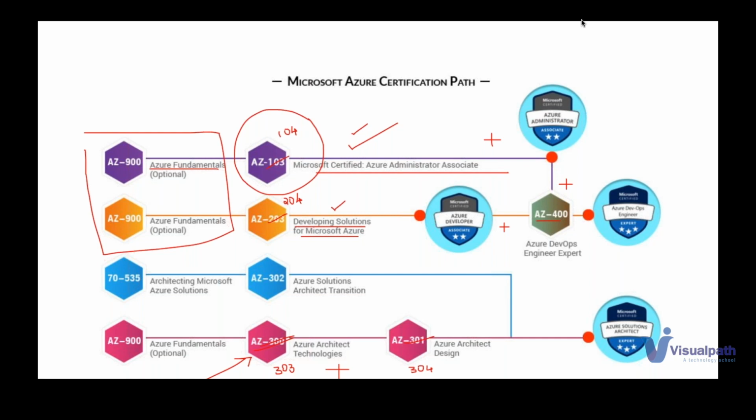Ravi, I have a question. Yeah. If a person wants to go for Azure DevOps, what kind of certification does he have to do? Yeah, 104 plus AZ 400, or 204 plus AZ 400. Azure DevOps certification is 400, that is the paper code. The prerequisite is 104 or 204, any one. So he has to do two certifications then, right? Yeah, 104 plus 400, or 204 plus 400. Okay, thank you.